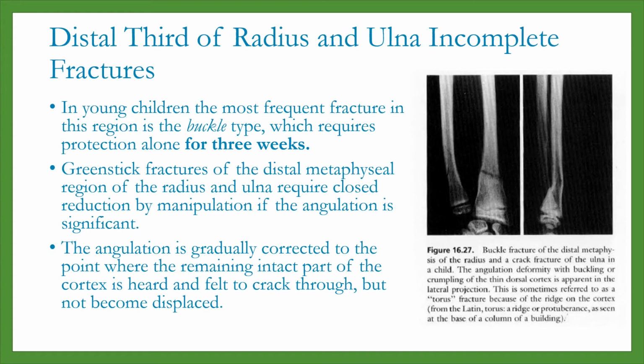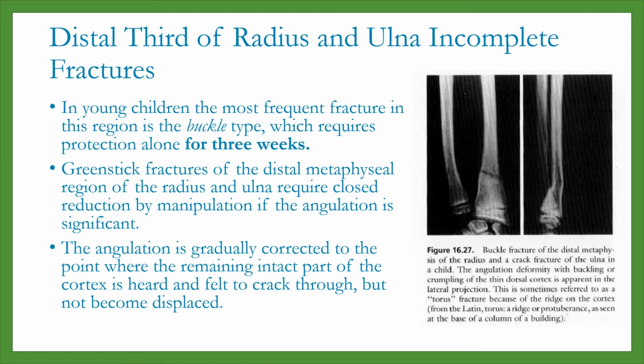Figure 16.27. Buckle fracture of the distal metaphysis of the radius and a crack fracture of the ulna in a child. The angulation deformity with buckling or crumpling of the thin dorsal cortex is apparent in the lateral projection. This is sometimes referred to as a torus fracture because of the ridge on the cortex. From the Latin, torus means a ridge or protuberance as seen at the base of a column of a building.